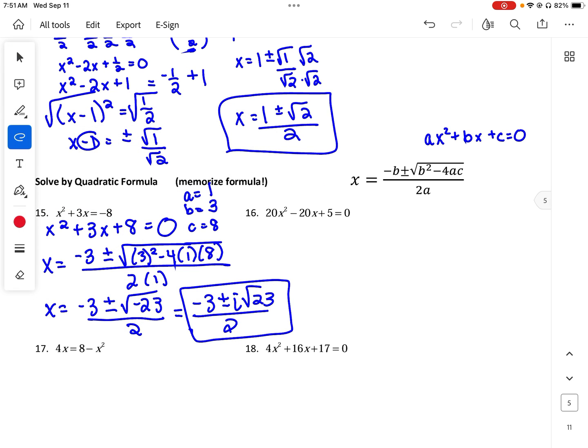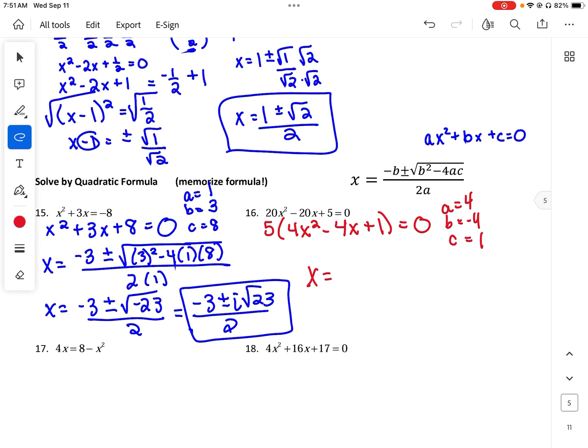Okay, let's go to the next one. Right away, what do you see on this? I see that I can divide everything by 5 or factor a 5 out. 5 times 4x squared minus 4x plus 1 equals 0. And we don't need the 5 there anymore. So let's go ahead and identify a is 4, b is negative 4, and c is 1.